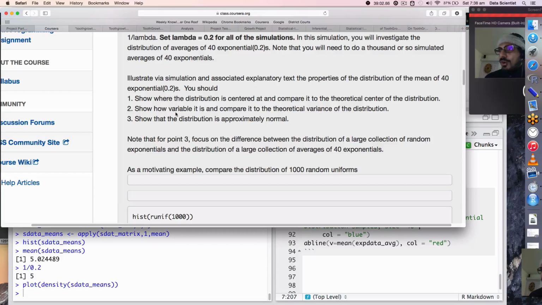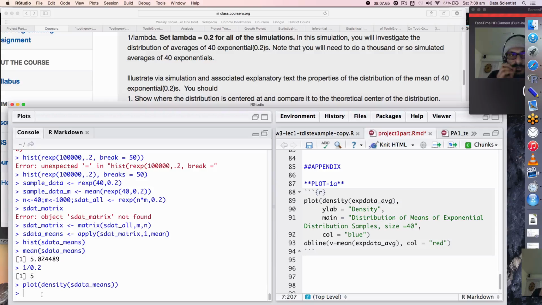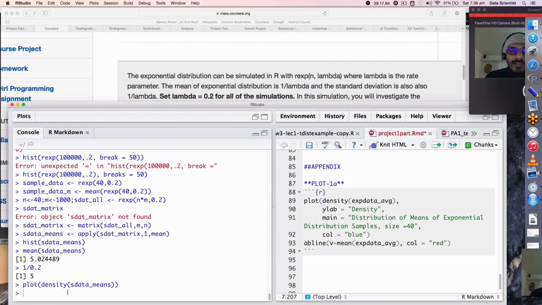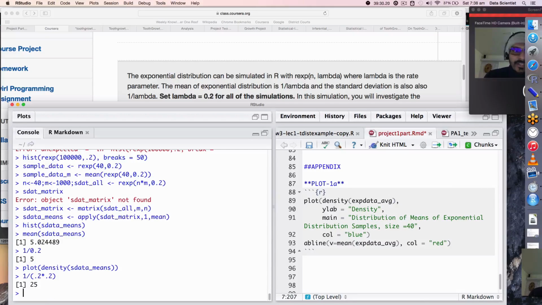The second part he's saying is show how variable it is and compare it to the theoretical variance. Now first let us look at what the theoretical variance should be. We've seen on the top that he's saying the standard deviation is also 1 by lambda, which means the variance will be 1 by lambda square, which is nothing but 1 divided by 0.2 into 0.2, right? So my theoretical variance should be 25. Okay, let us see what my data gives. If I say variance of S data underscore means.